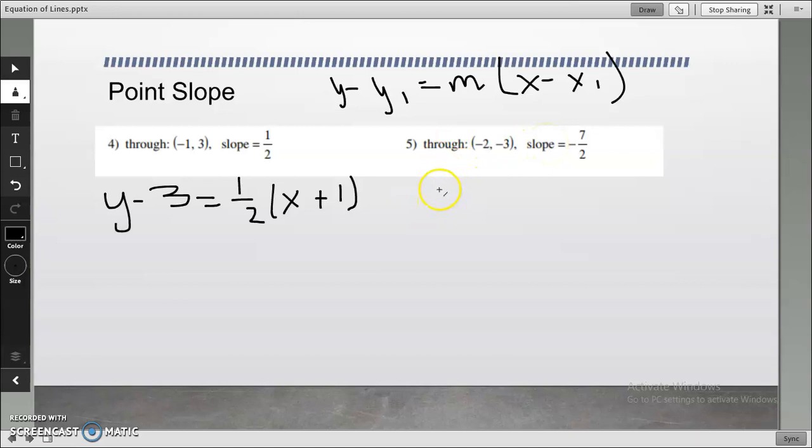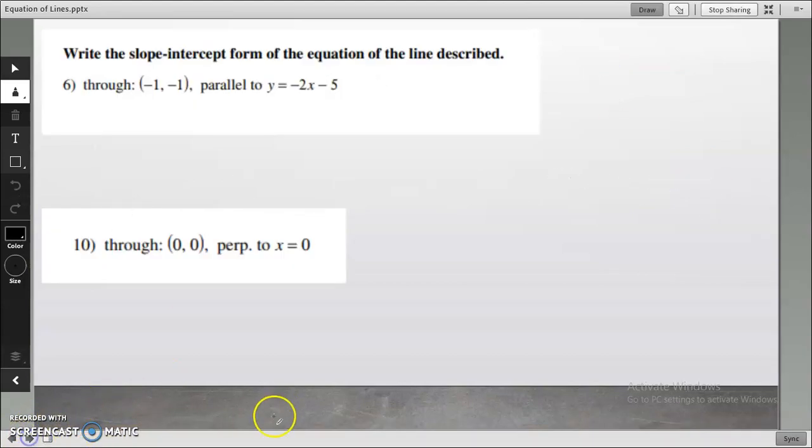The second one, again, we have y. I have a minus negative 3, so that's going to give me a plus 3 equals negative 7 over 2 times x. Then I have a minus a negative 2, so that's going to give me a plus 2. Okay. All right. Now it says write the slope-intercept form of the equation of the line described. So slope-intercept again is y equals mx plus b.